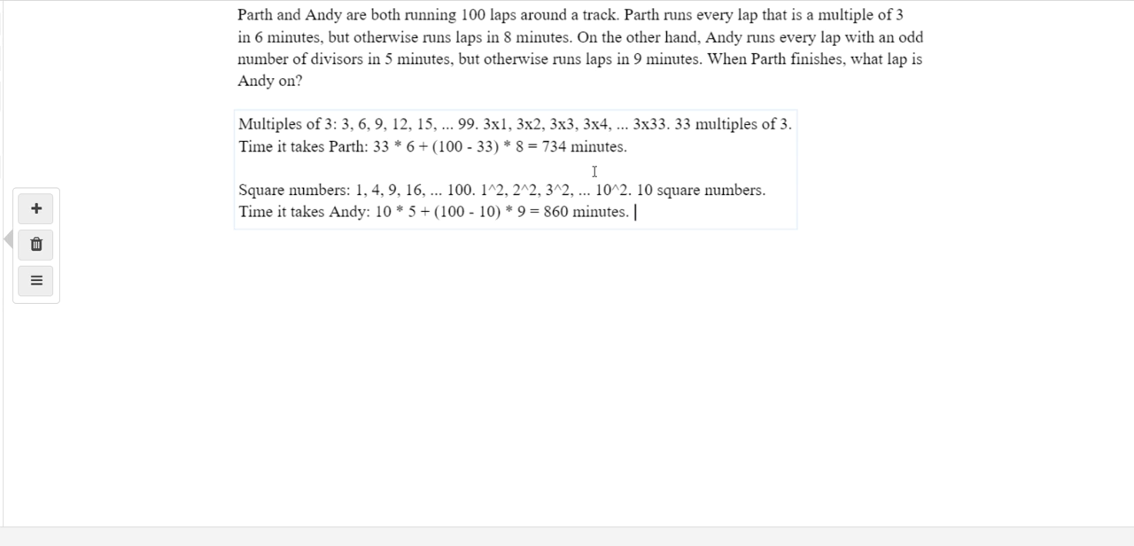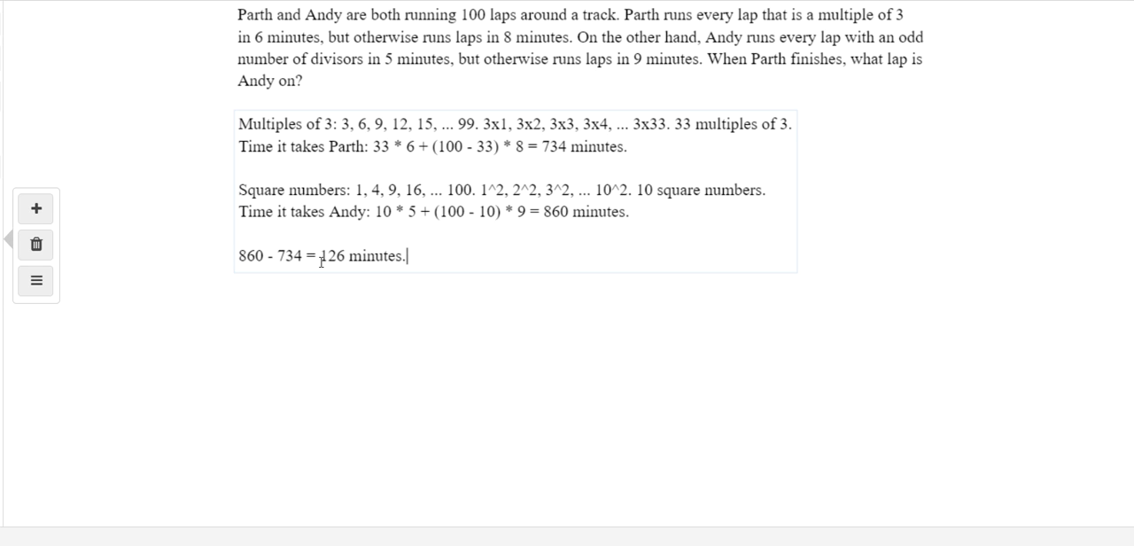And the way to do this is to look at it from the back. So what this means is that we want to look at the time Andy has left to run, which is 860 minus 734, which is 126 minutes. So he has 126 minutes left to run, and we kind of want to count backwards. So how many laps is it going to take for counting from the back to be close to 126? And this will give a close answer for what lap Andy is on.